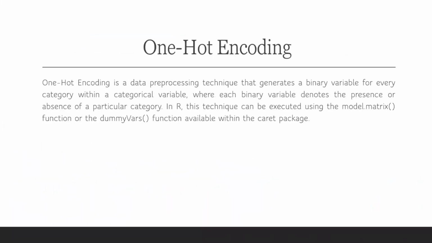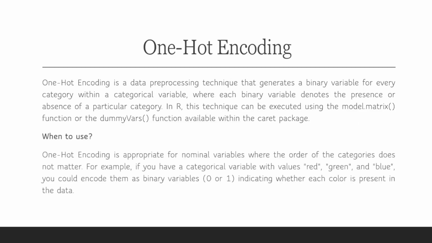Next, we have the technique of one-hot encoding. One-hot encoding is a data preprocessing technique that generates a binary variable for every category within a categorical variable, where each binary variable denotes the presence or absence of a particular category. If the value is 0, then it denotes the absence of this value. However, if it's 1, then it denotes the presence. In R, this technique can be executed using the model.matrix function or the dummyVars function available within the caret package. So when to use one-hot encoding?